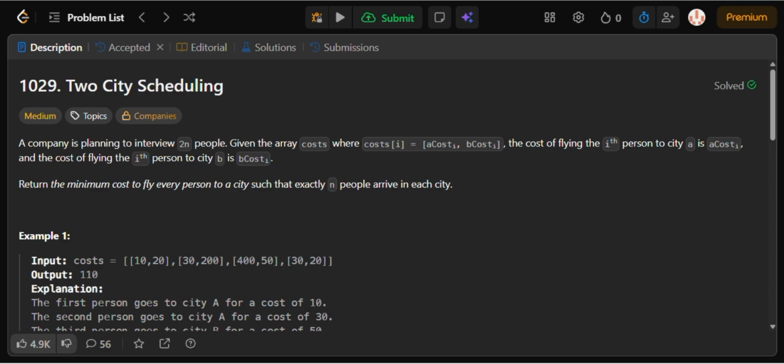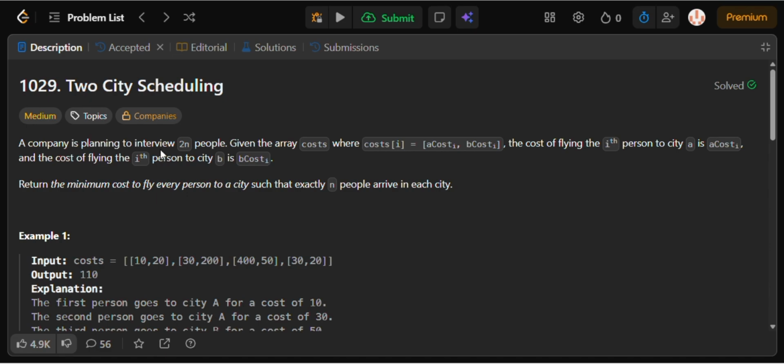Imagine you are responsible for booking flights for a company. You have 2n employees, and exactly half must fly to city A, while the other half must fly to city B. Every employee has a different cost for each city. The challenge: find the minimum total cost. Most candidates immediately start thinking about trying every possible combination, but here's the twist: the optimal solution doesn't require DP or dynamic programming, backtracking, or any advanced technique. A simple greedy strategy solves it beautifully. Let's see why.